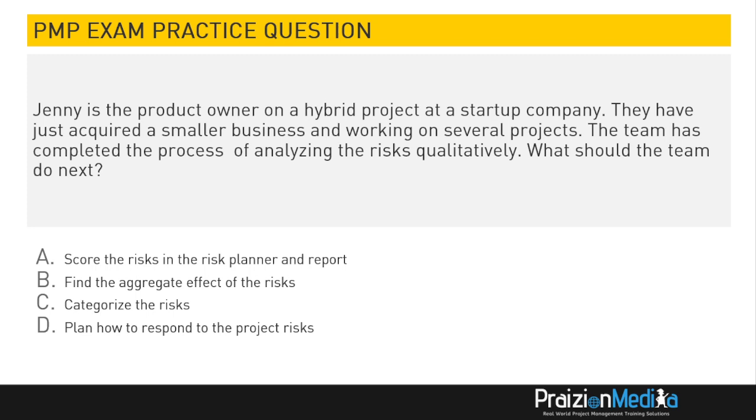Okay, you're not seeing double. This is a check. It won't be C. It won't be A. This is exactly the same thing done in qualitative. So this question is really making sure you know that in qualitative, you're doing a categorization and a scoring. You are not doing a scoring in quantitative. In quantitative, you're not planning how to respond to risks. You're finding the aggregate effect of the risks. Okay, let's move on.